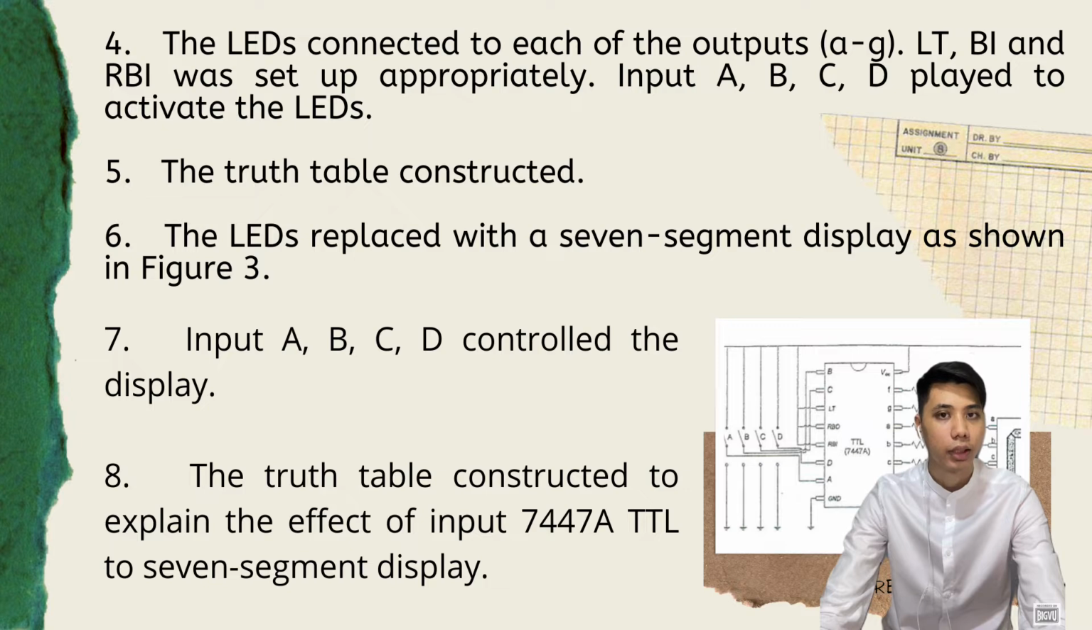Second last, inputs A, B, C, D control the display. Lastly, all the data was recorded and the truth table constructed to explain the effect of the input of the 7447A TTL to the 7 segment display.